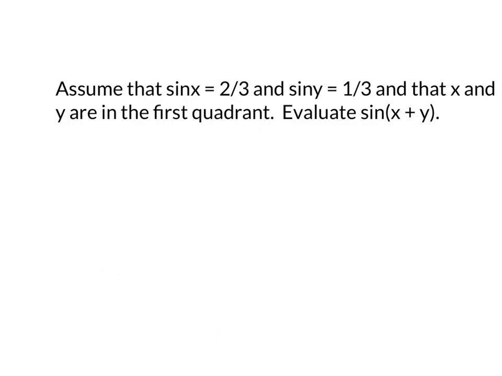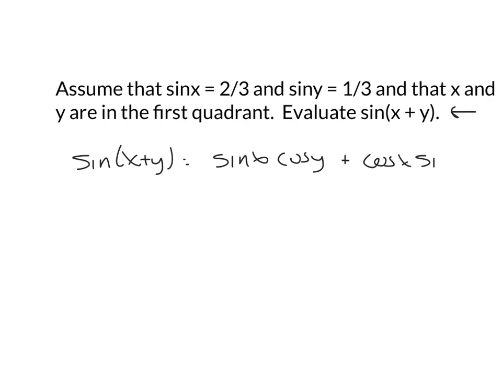This one says assume that sine x is 2/3 and sine y is 1/3, and that x and y are in the first quadrant, which means they're both positive. Evaluate sine of x plus y. So I'm going to go back and look at my paper there. Let's see what sine x plus y equals. It's an identity. You can use it on your test. No excuses here. Just got to bring it with you. So what it says is sine x cosine y plus cosine x sine y.